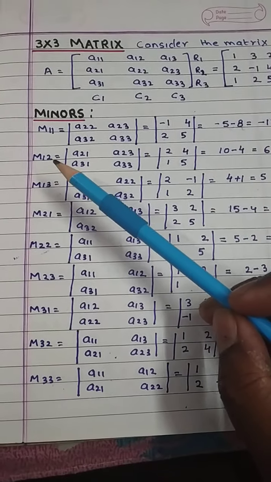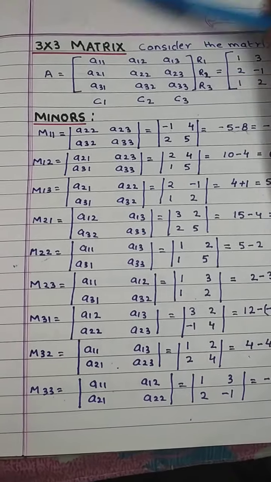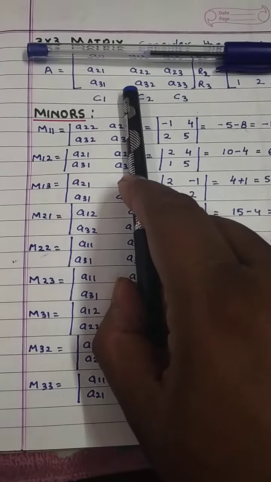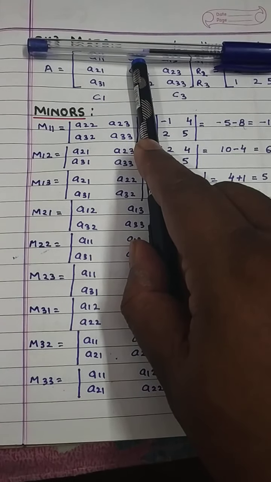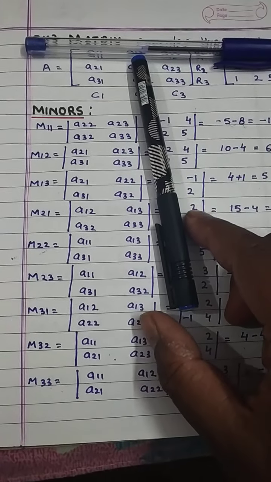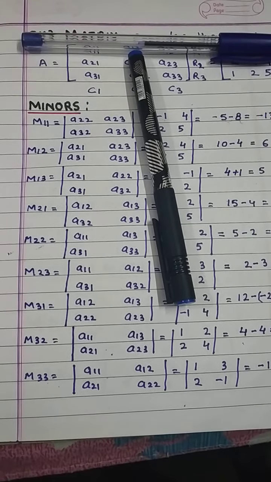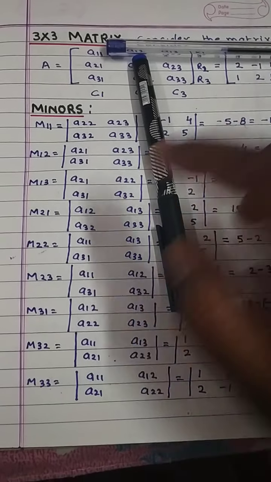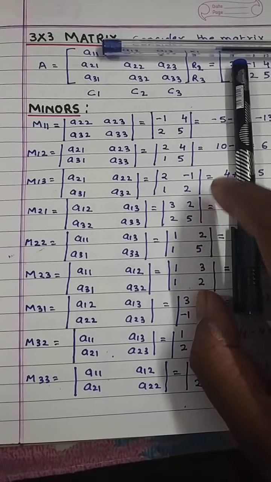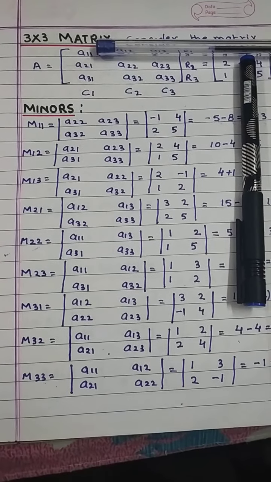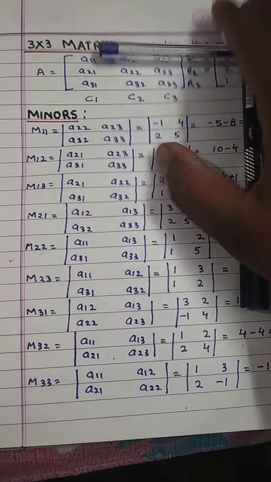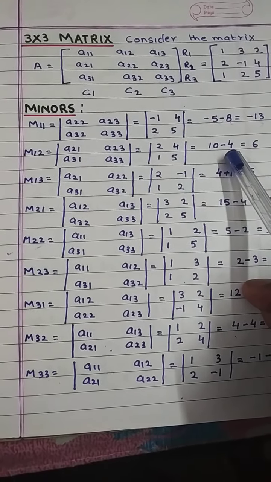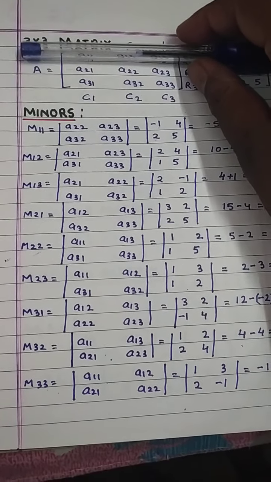You can see M12: first row, second column, A21, A23, A31, A33. Do it in the example also. First row, second column, hide. 2, 4, 1, 5. Solve. 2 5s are 10, 4 1s are 4.